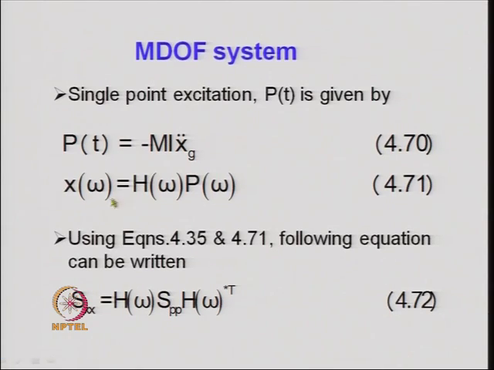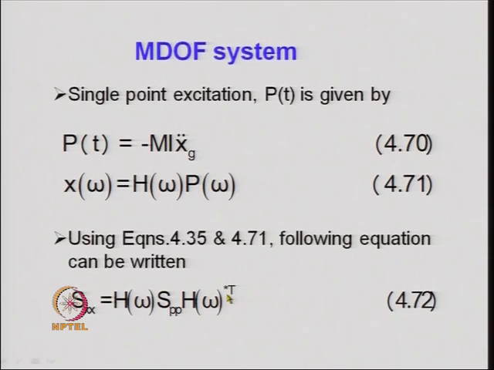X(omega) we can write to be equal to H(omega) matrix multiplied by P(omega), that is what we have just discussed, where H(omega) is the frequency response function matrix for the multi-degree of freedom system, P(omega) is the frequency content vector of the excitation P(t), and X(omega) is the frequency content of the response. Now, if this relationship holds good, then from the discussion that we just had, we can write the power spectral density function matrix of X, Sxx, equal to H(omega) matrix multiplied by the SPP matrix, that is the power spectral density function of the excitation, into H(omega) star T.